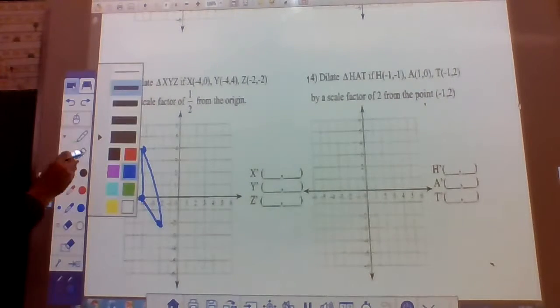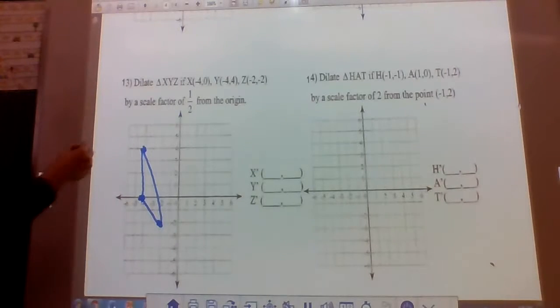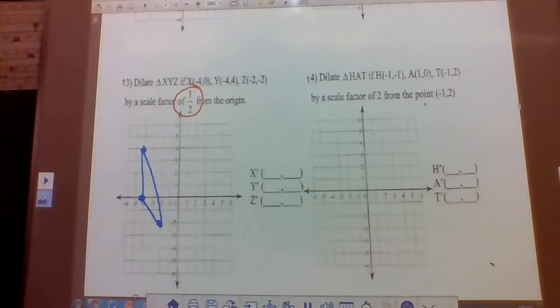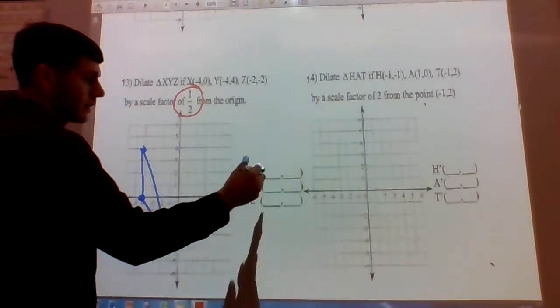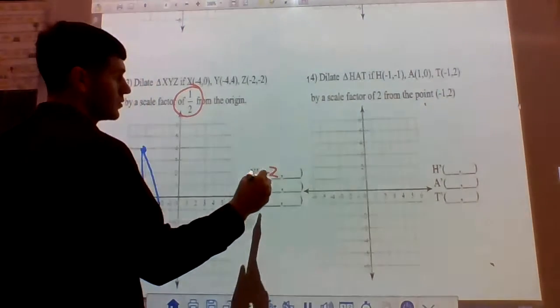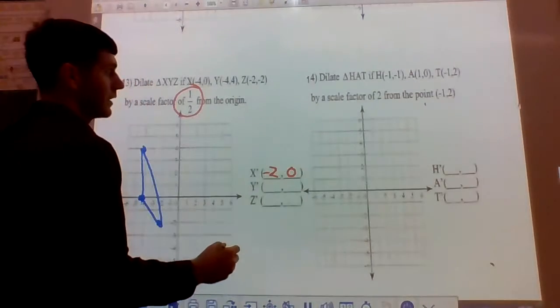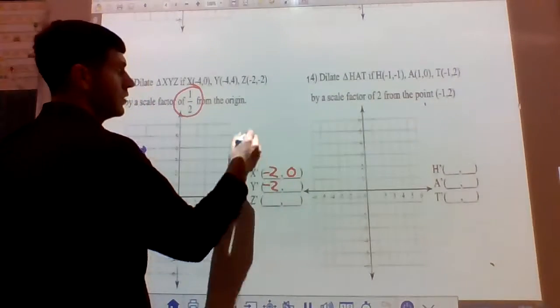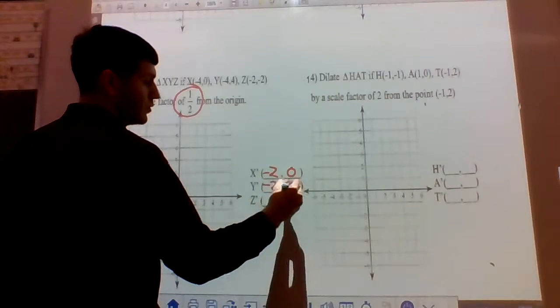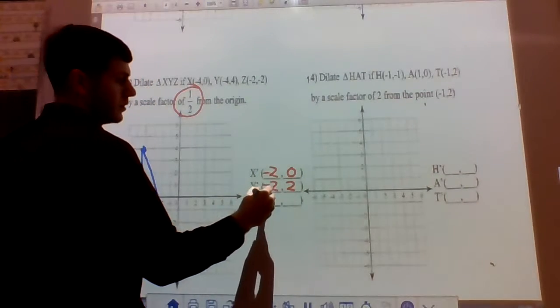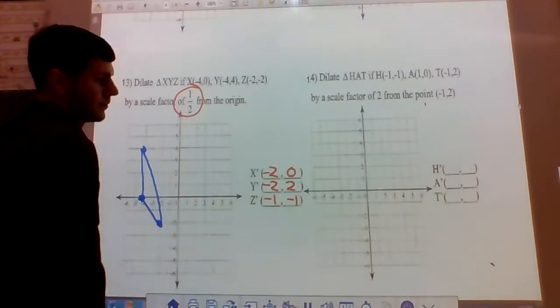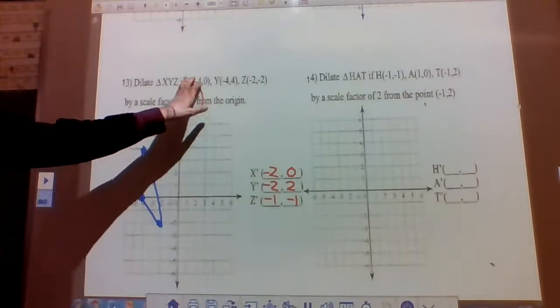Okay, we're not expanding, we're contracting because our scale factor is less than 1. It's between 0 and 1. So we're contracting. So we're multiplying by 1/2. So negative 4 times 1/2 is negative 2. 0 times 1/2 is 0. Negative 4 times 1/2 is negative 2. 4 times 1/2 is 2. Negative 1, negative 1. Okay. Multiply all the coordinates by 1/2.